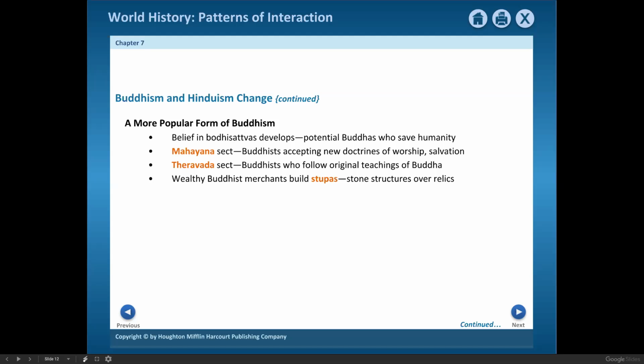It talks about Buddhists following the ideas and the teachings of Buddha. That's going to be the main emphasis for Buddhists, following the teachings of Buddha. So make sure you write that one down. Buddhists followed the teachings of Buddha.